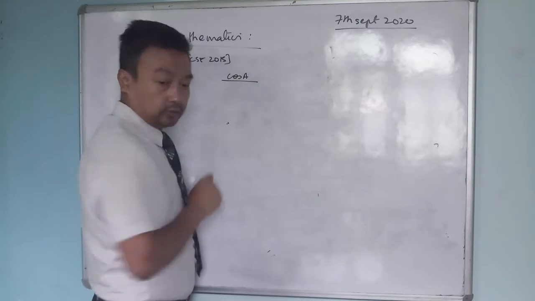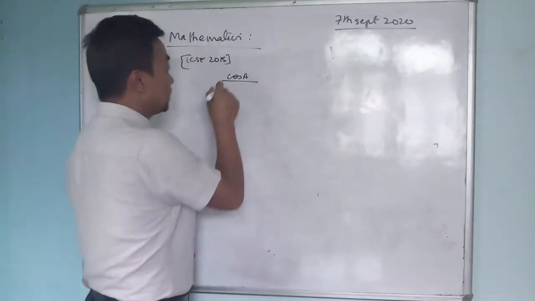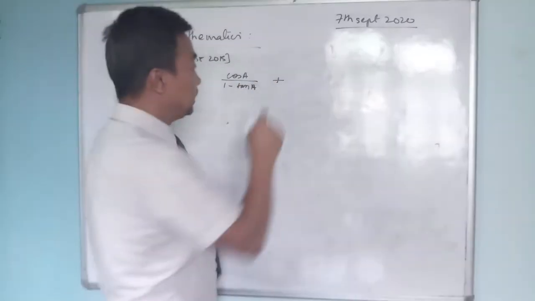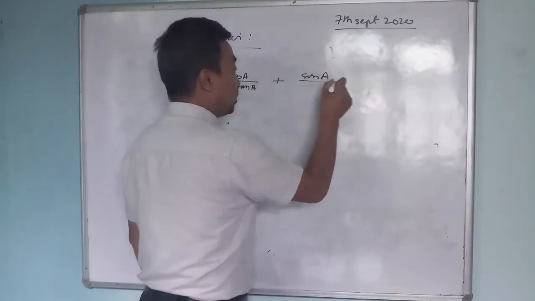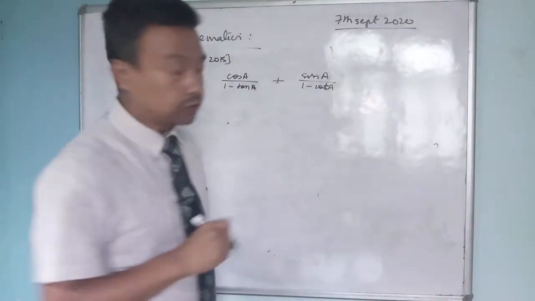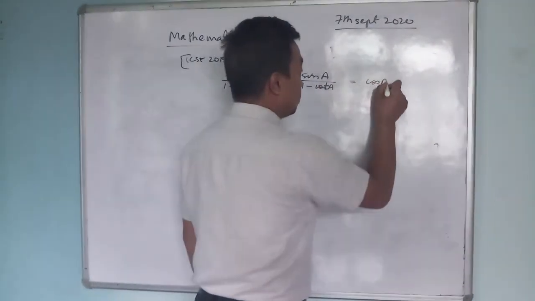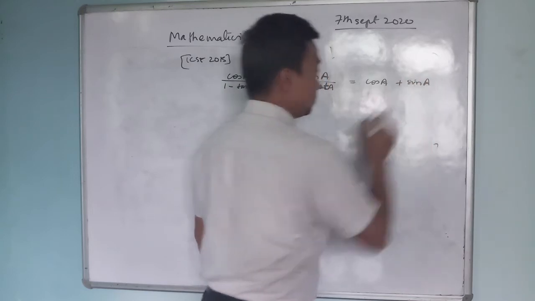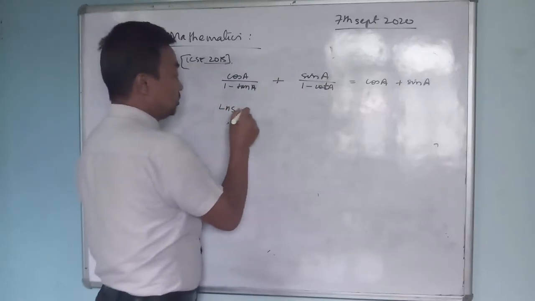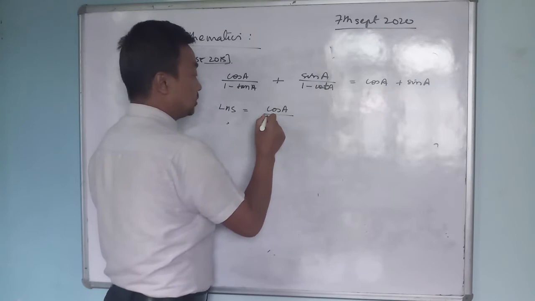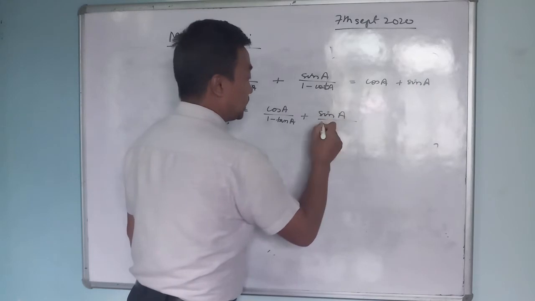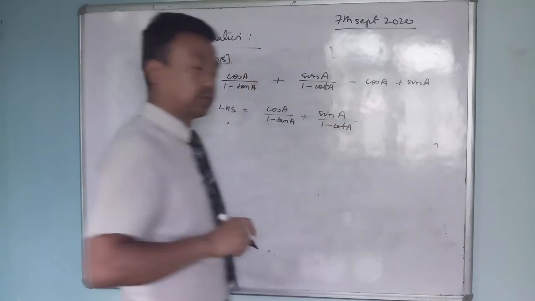Cos A upon 1 minus tan A plus sine A upon 1 minus cot A, this is cot, equals to, on the right hand side you have got cos A plus sine A. ICSE 2015. So first we always start with the left hand side, not always. Often we start, only in some rare cases we have to solve the right hand side.